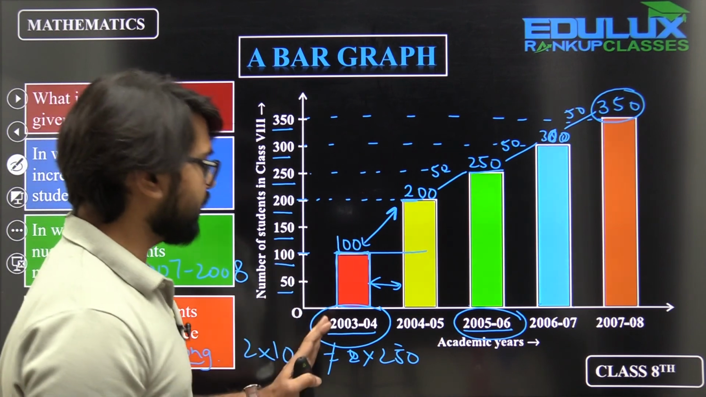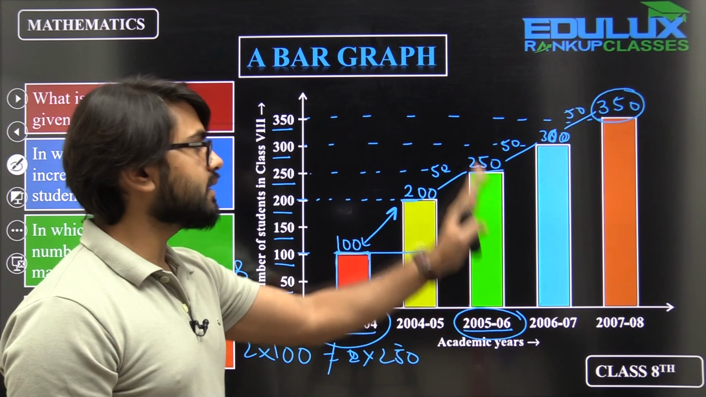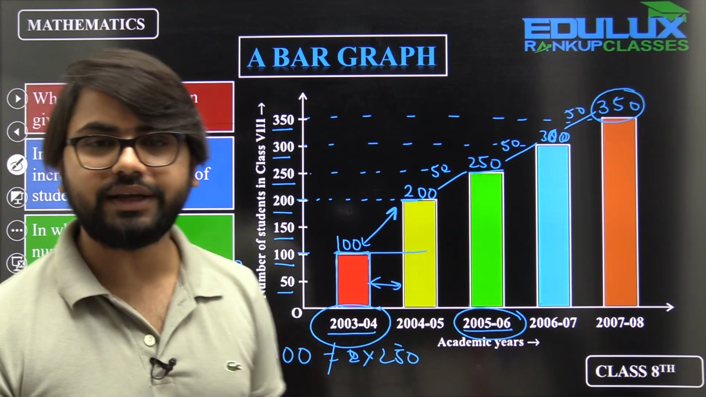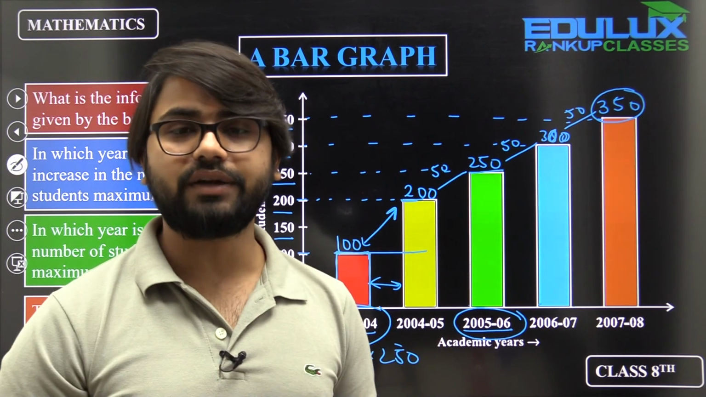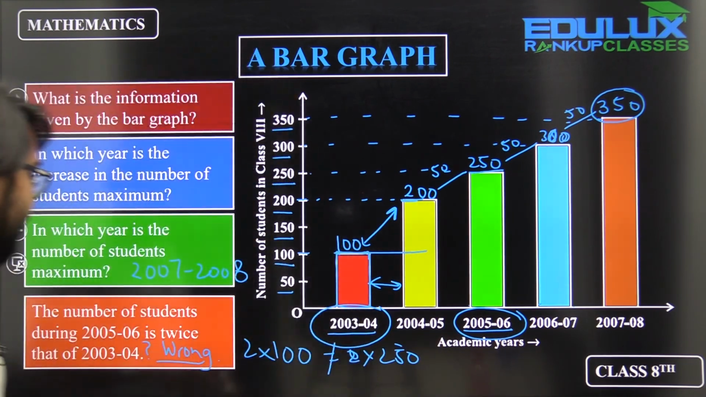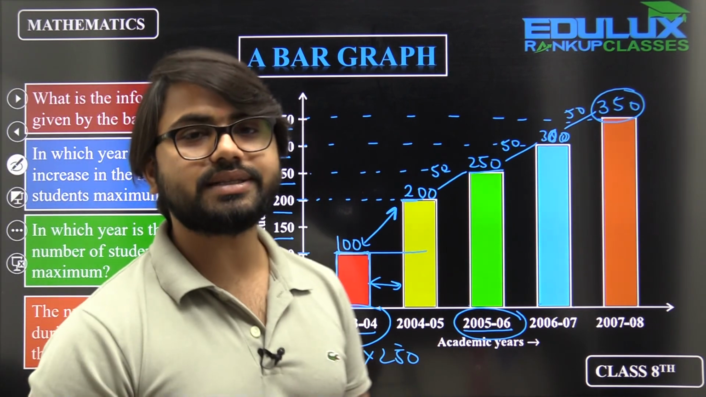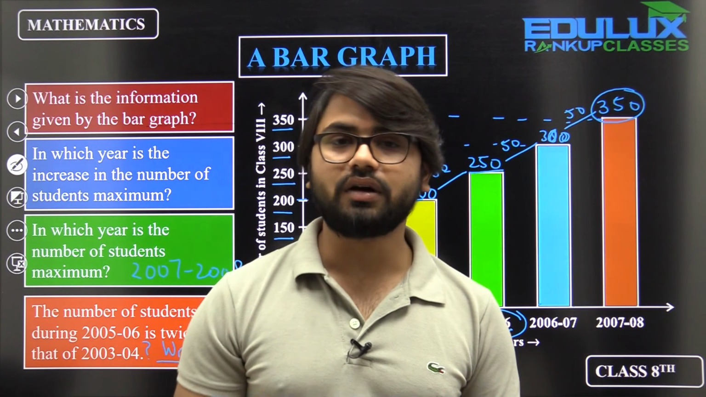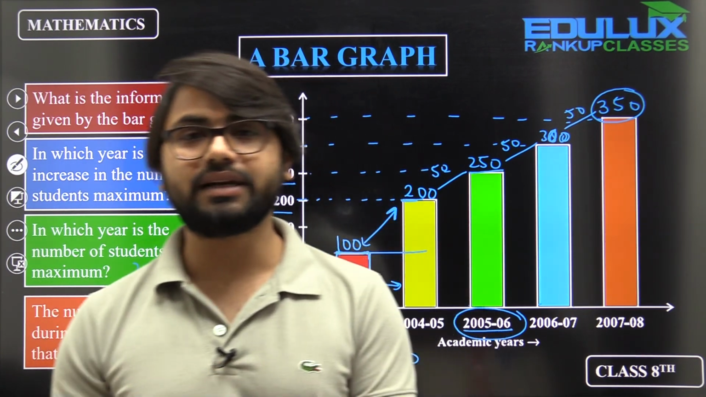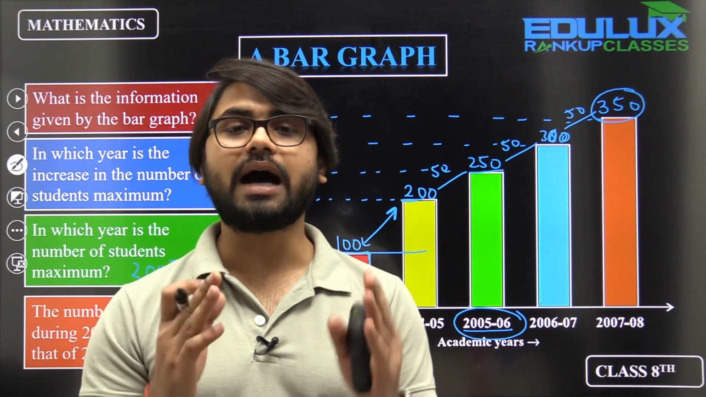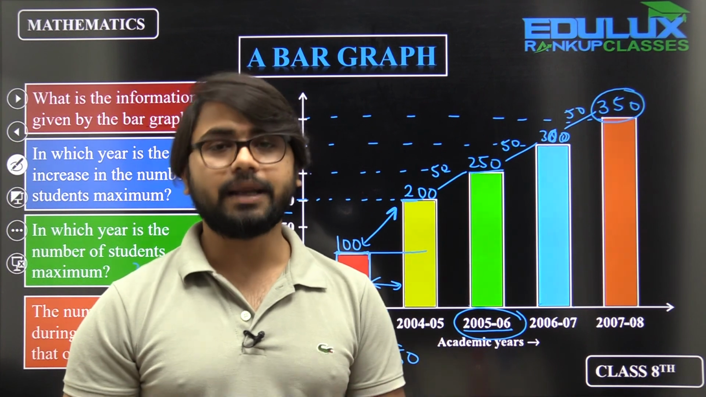Since in 2003 and 4 the number of students was only 100, and in 2005 and 6 it was 250, we can say that 250 is 2.5 times 100, not 2 times, which means this information is wrong. So students, this is how we analyze bar graphs. Next we will understand how to represent and compare some data with the help of bar graphs by drawing double bars.